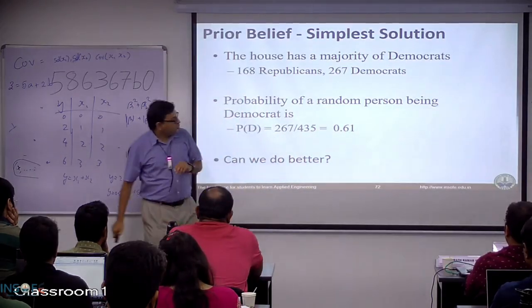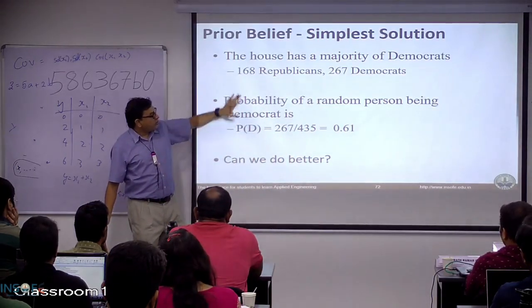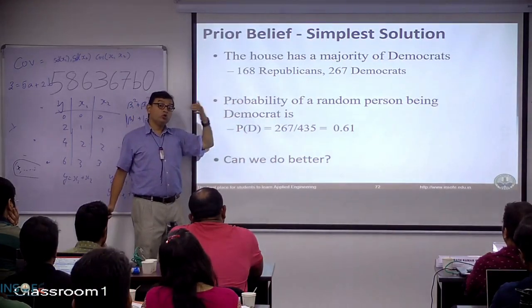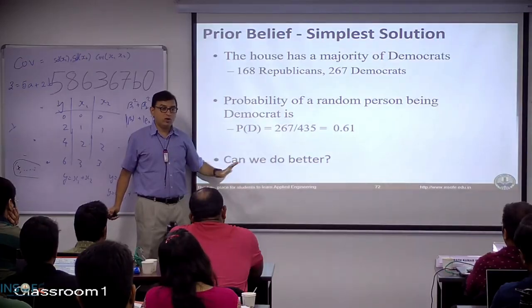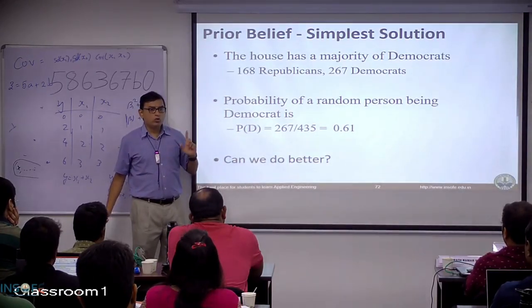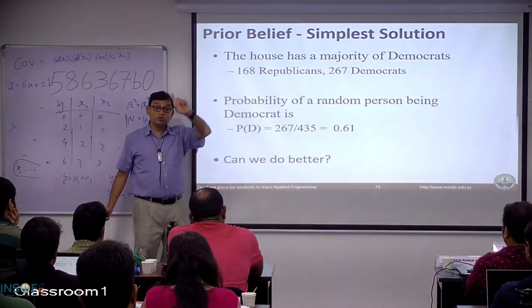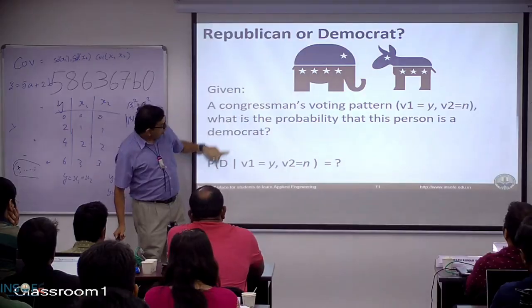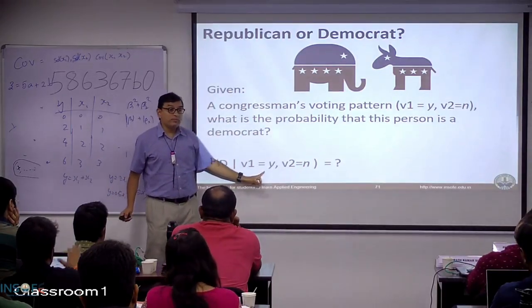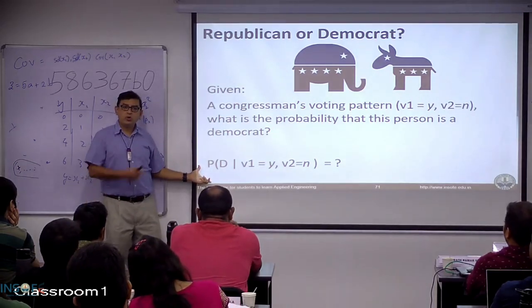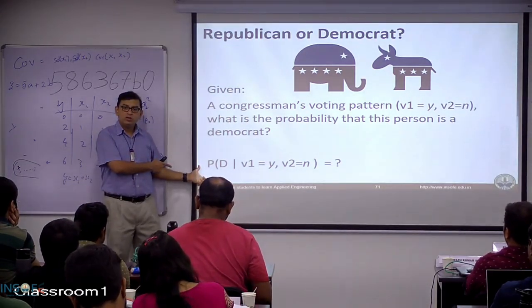Okay, so the question is, even though our prior belief suggested that it's a Democrat, now we want to use the features and find out whether we can do better. Can we do better? Of course we can do better. What we are going to do is look at the voting patterns of each one of the issues. The question was, in issue 1, so you guys can read this, you know what this means, right? What does the symbol mean?